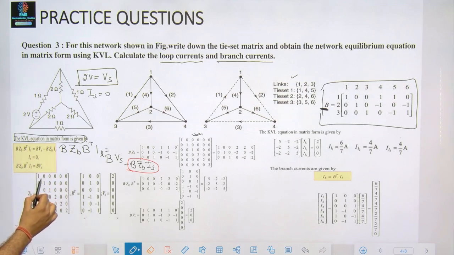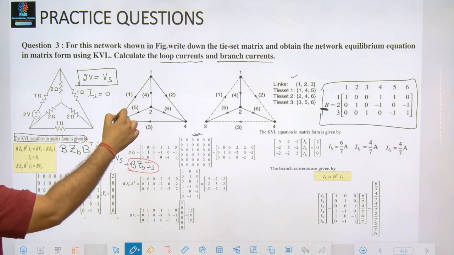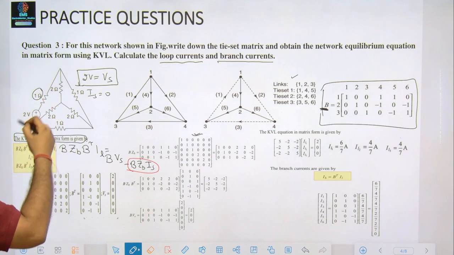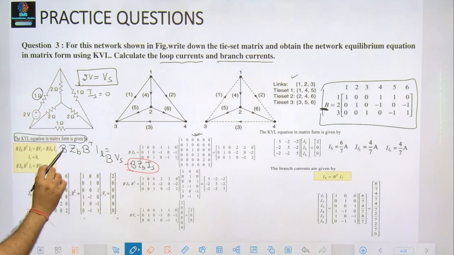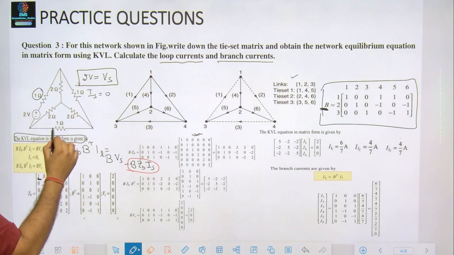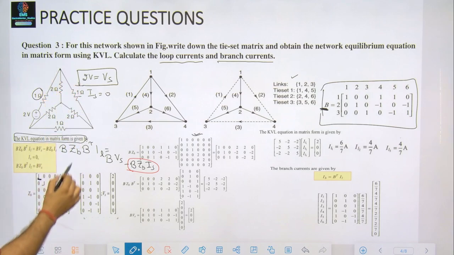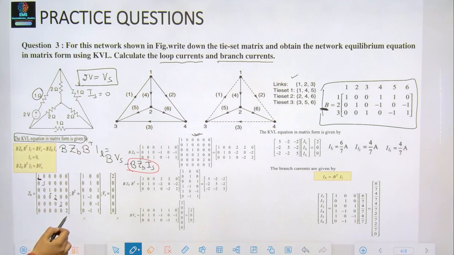See it carefully. I've taken all the branches. How many branches do I have? I have 6 branches. In my first branch, I have a resistance of 1 ohm. There is nothing else. If there had been one more resistance, I would have added it to this branch. Second branch, again 1 ohm. Third branch, again 1 ohm. Branch fourth, from here till here, I have a 2 ohm resistance. Third 2 ohm, fourth 2 ohm. So I have mentioned all the resistances available over here.